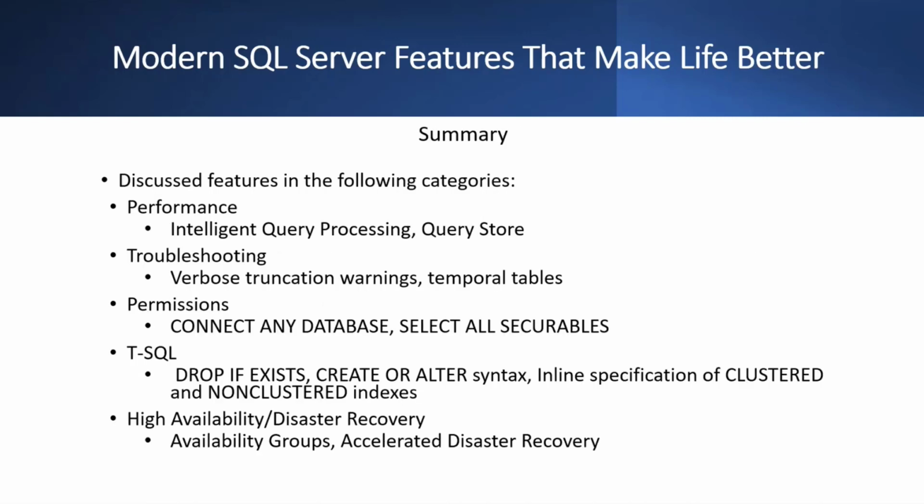So in summary, we've talked about the following categories and features. We looked at performance. We talked about that collection of features called intelligent query processing. I talked through Query Store and showed you some graphs and the information that is available to you in Query Store that helps you with performance and performance troubleshooting. We looked at the troubleshooting category, where I showed you some things that help you understand your data better and troubleshoot data issues.